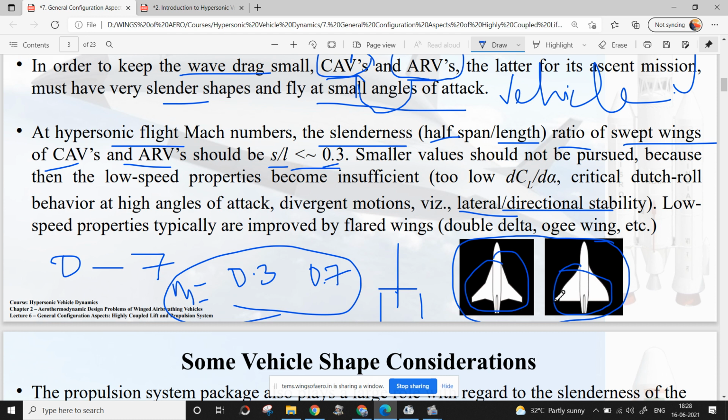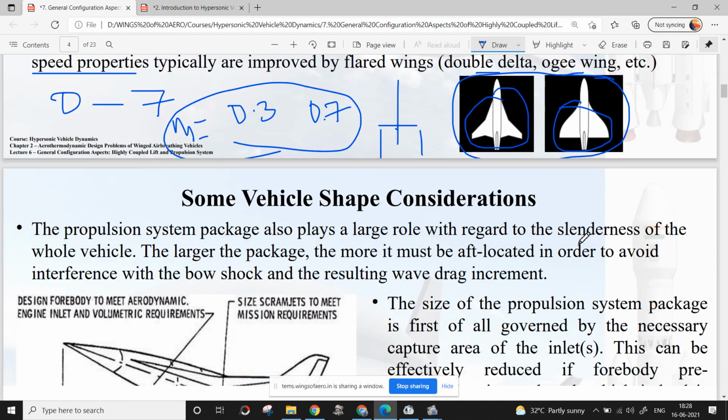But just try to understand that in hypersonic aircraft, that is cruise and acceleration vehicles, we need to have a slenderness ratio less than 0.3, and our stability is not going to be good at lower speed. So in order to make the aircraft more stable, we are using double delta wing and OGI wing. I will explain in later slides why we are using double delta and OGI wing.